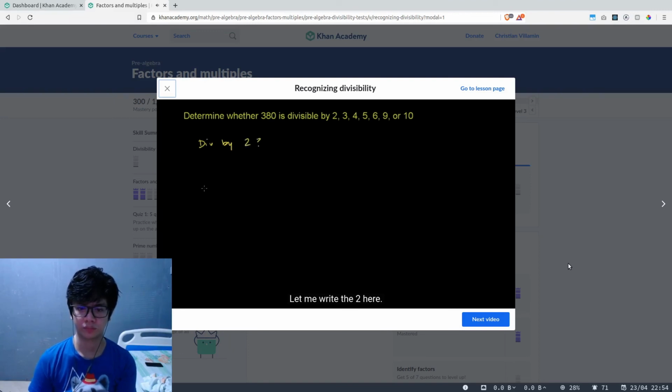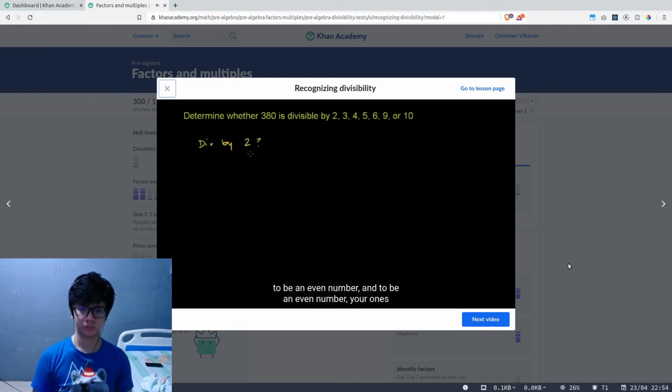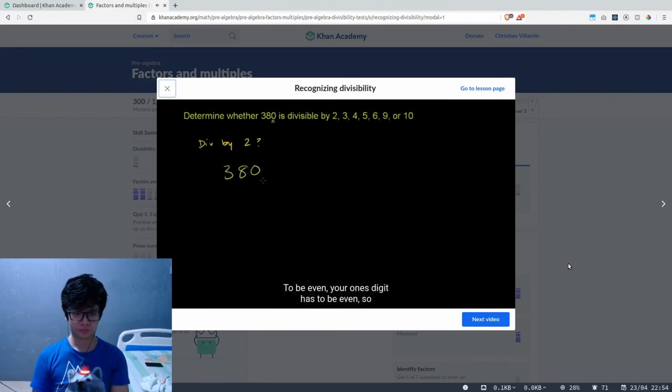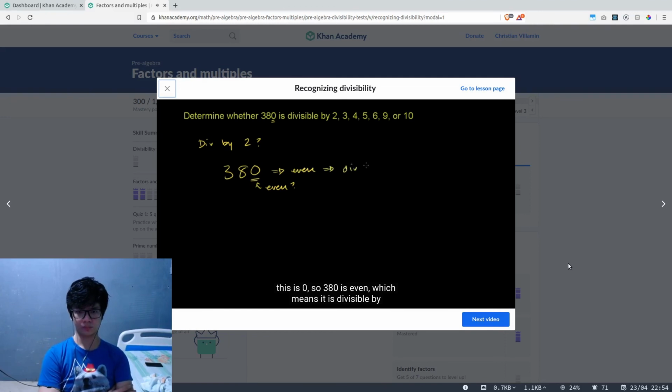Divisible by 2. Well, in order for something to be divisible by 2, it has to be an even number. And to be an even number, your ones digit, so let me rewrite 380, has to be even. And for this to be even, it has to be 0, 2, 4, 6, or 8. And this is 0. So 380 is even, which means it is divisible by 2. So it works with 2.